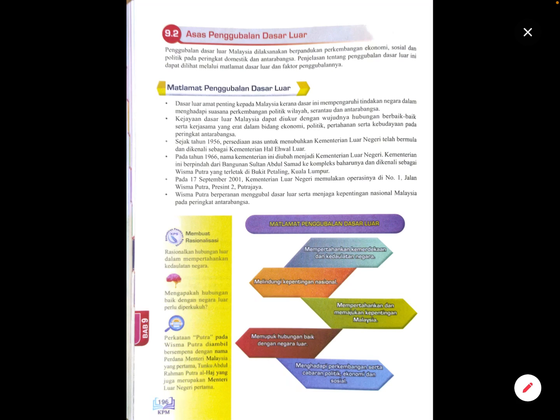Mempertahankan dan memajukan kepentingan Malaysia. Protect and develop our importance. It's similar lah. Like with these relations, we are able to develop as a country. Memupuk hubungan baik dengan negara luar. So this one is to make sure that there is no bad blood between us and other countries. Menghadapi perkembangan serta cabaran politik, ekonomi dan sosial. So we are able to face any challenges that might come out, like a financial crisis, COVID, so on.